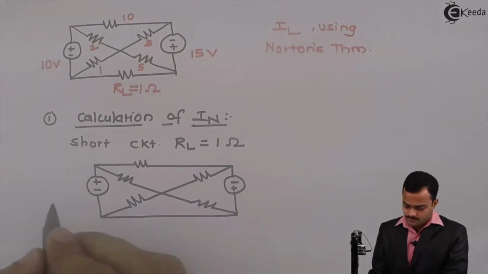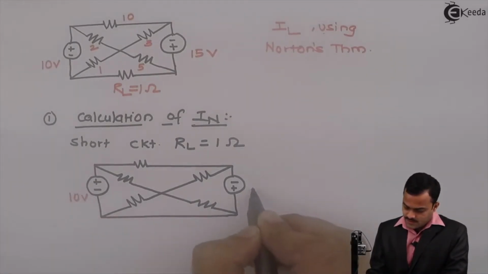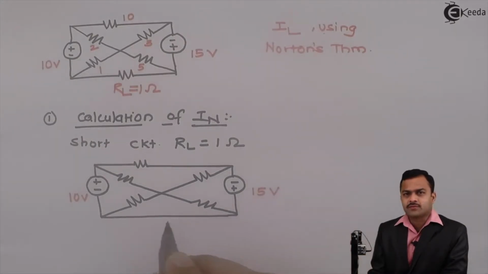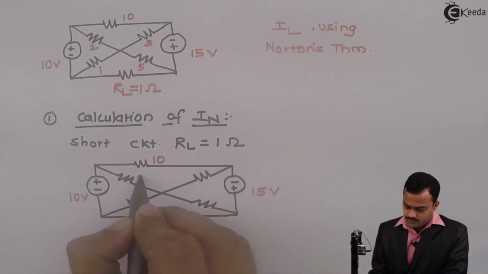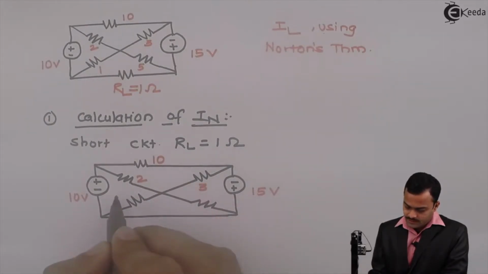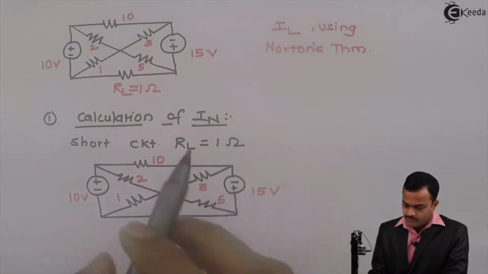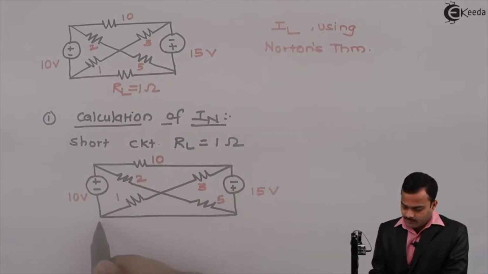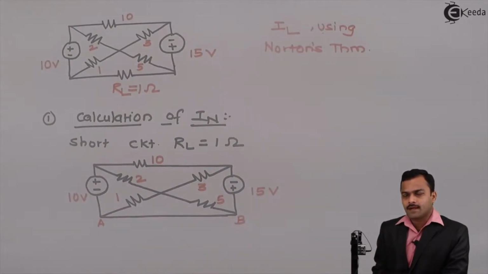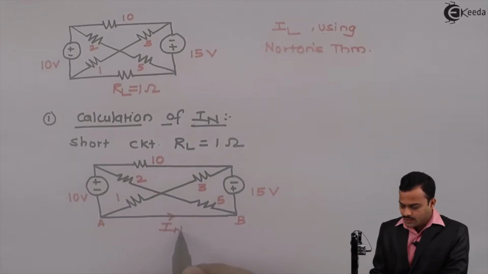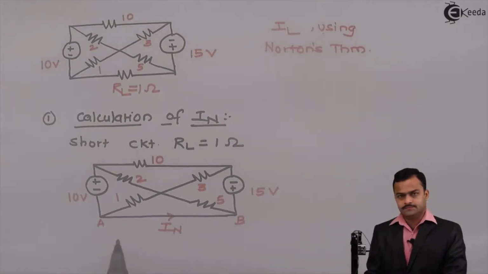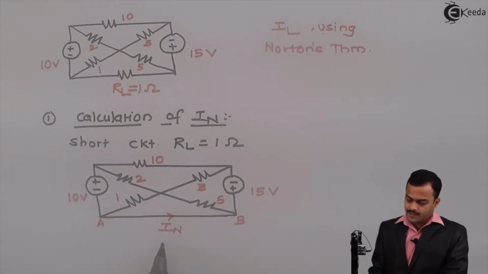This circuit, 10 volt as it is, same is the case for 15 volt, resistances 10, 2, 3, 1, 5. We shorted this RL, leaving behind two terminals A and B shorted like this, and objective is to get current flowing through this link which we denoted as IN from A to B. Now to get this IN, I will use nodal analysis.